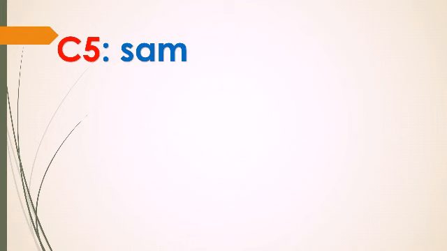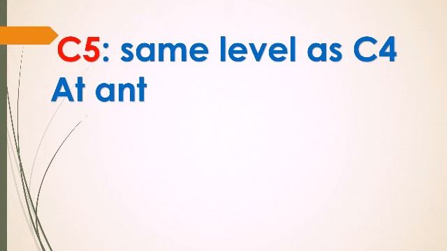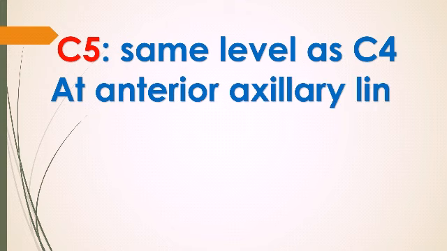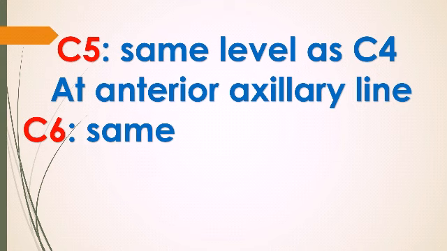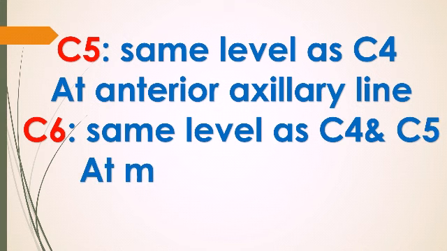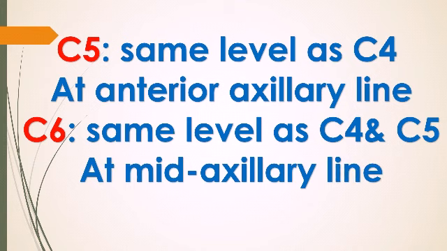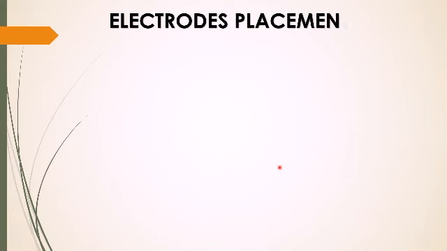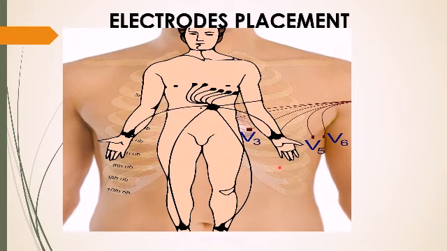Now C5 is at the same level as C4 at the anterior axillary line, while C6 is at the same level as C4 and C5 at the mid-axillary line. Good. So now this is how the electrodes placement looks on the patient's skin.